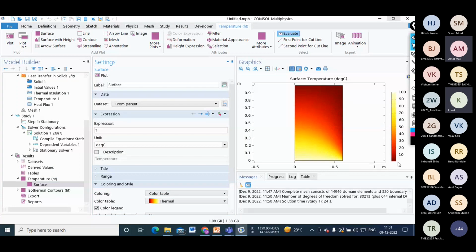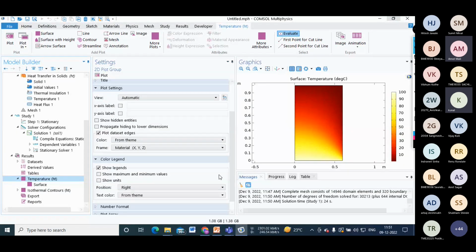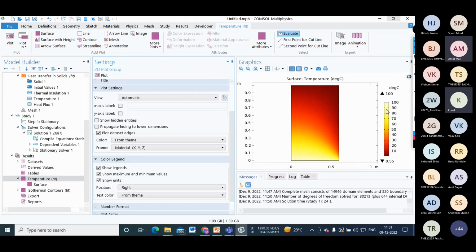So here this red color, how much temperature is there where the red color is? Can anyone tell? How much temperature is at red color? Okay, so at red color you can see this 10 degree centigrade temperature is present. And where is the maximum temperature? Look at where it is red hot. So at the bottom you can see this is 100 degree centigrade. At the bottom we had given 100 degree centigrade temperature, and that is what we are getting here.